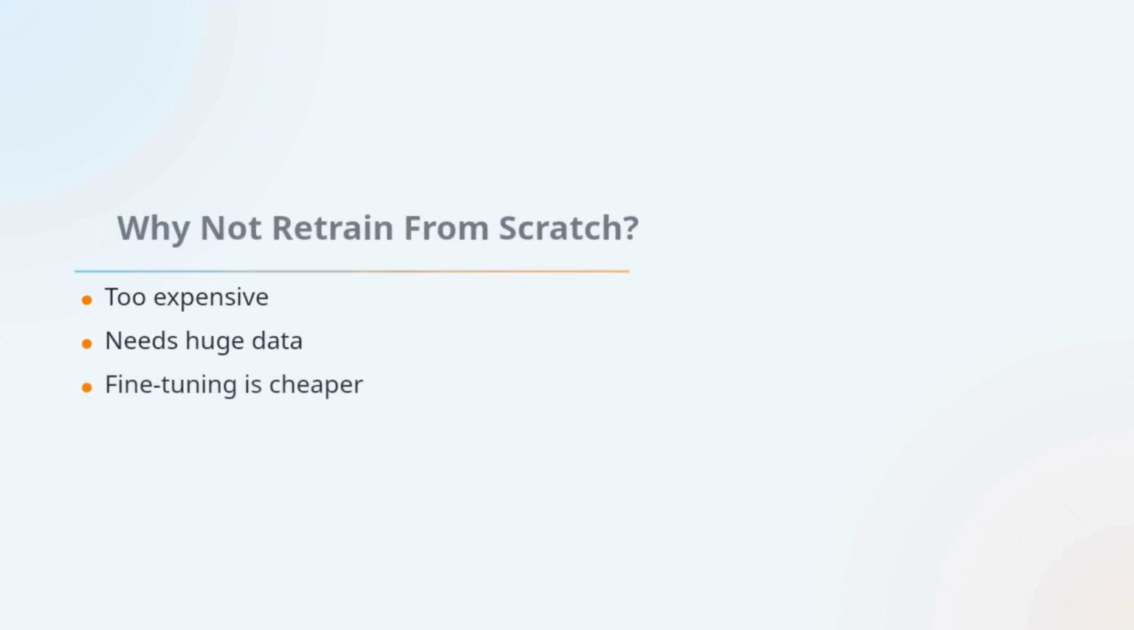Training a large language model from scratch is extremely costly in time, compute, and data. Fine-tuning an already trained model is far more practical. And with parameter-efficient methods like LoRA or partial fine-tuning, the cost becomes much lower while still improving behavior.